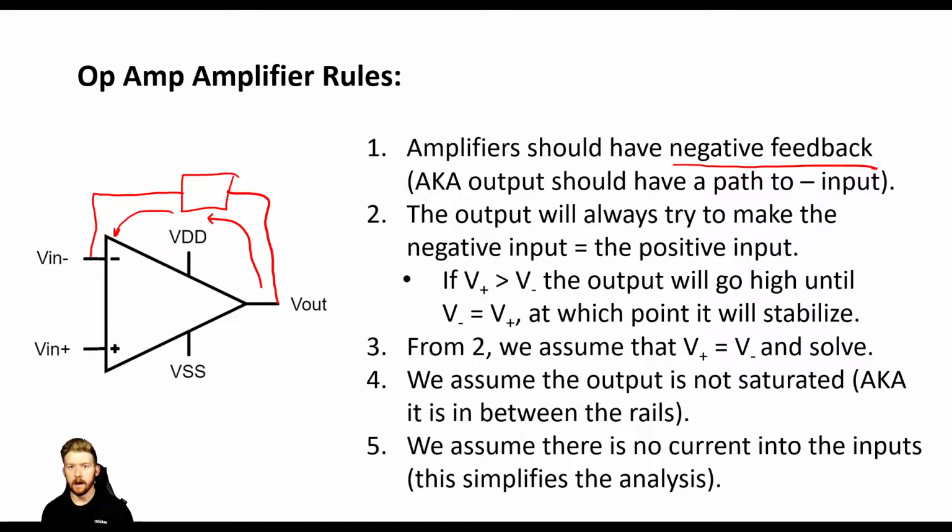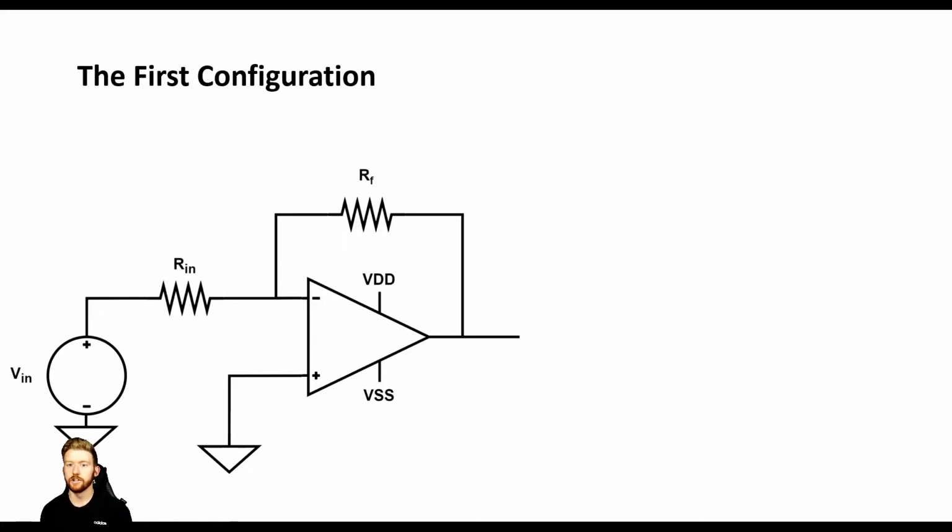We're also going to assume that the output's not saturated, because if it is saturated, then we're going to have a couple more problems. And we're also going to assume that there's no current into the inputs because, like I said before, these inputs have a super high input resistance. So very little current flows. It's almost like an open circuit and there's actually nothing there. So we're going to assume that there's no current flowing into either of these inputs. Okay? So let's go ahead and jump right in and get started with our first amplifier.